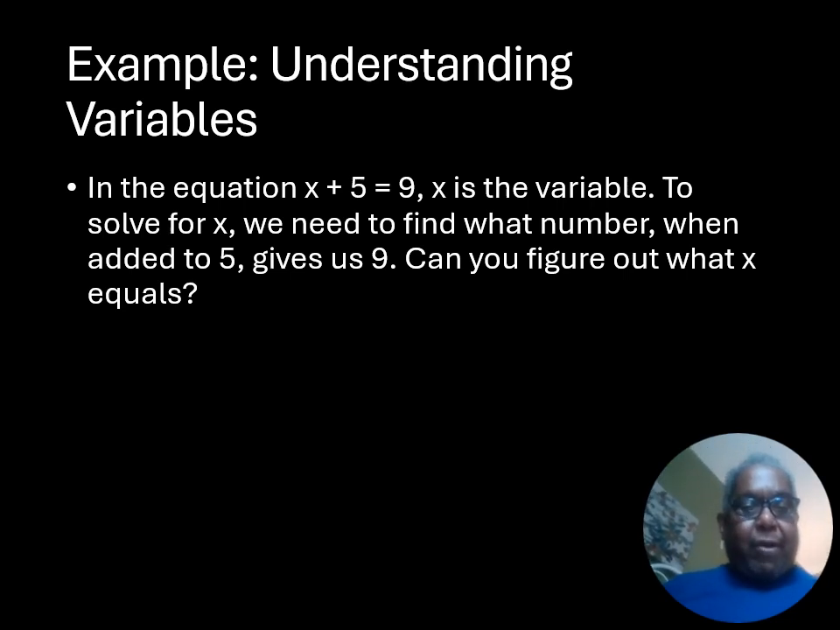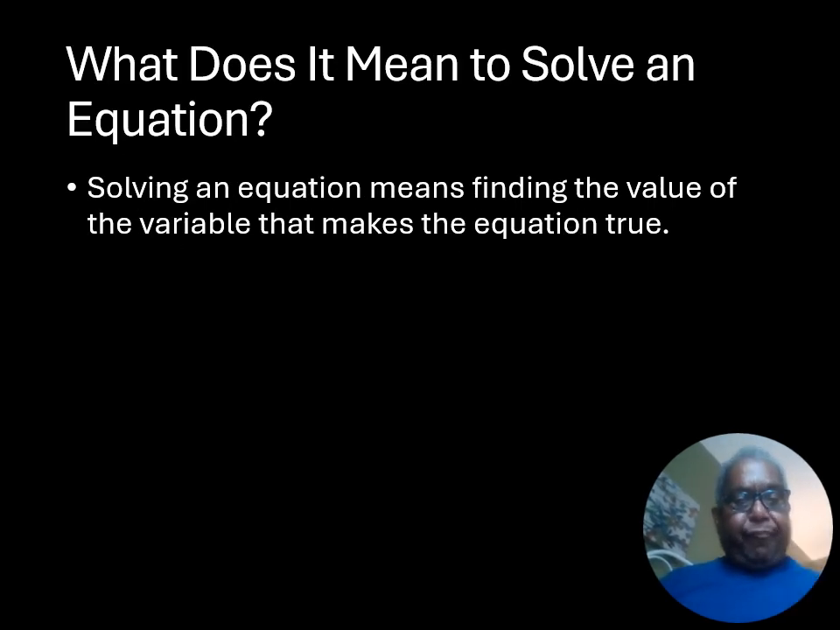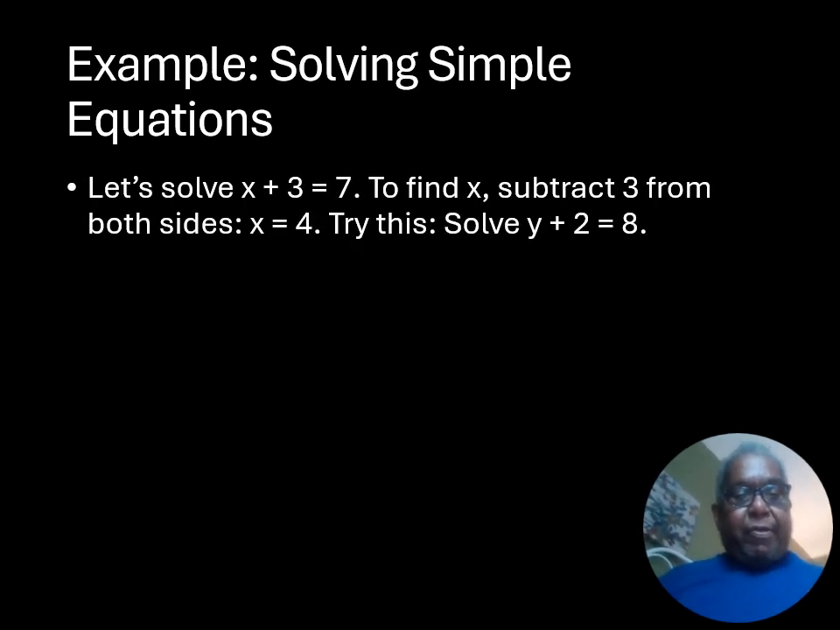So in this equation, x plus 5 equals 9, x is the variable. So you solve for x. And in this case, you subtract 5 from 9. You solve an equation when you know what the variable is. In other words, when you make the equation true. So here's a simple equation: x plus 3 equals 7. So 7 minus 3 equals 4. So x equals 4.